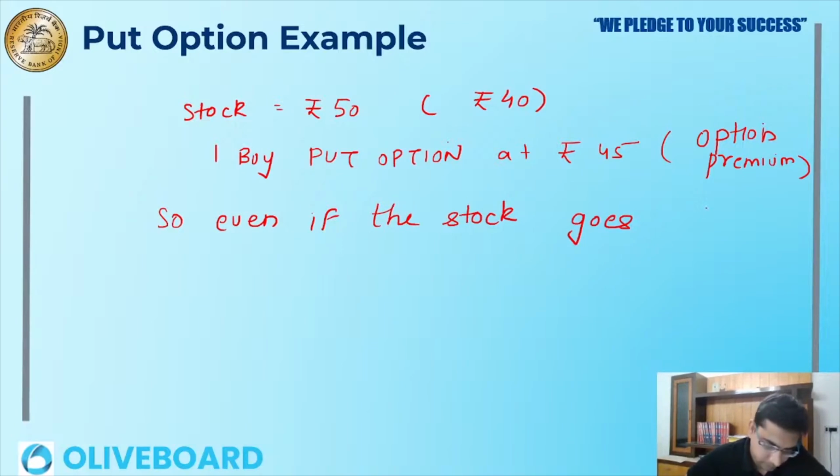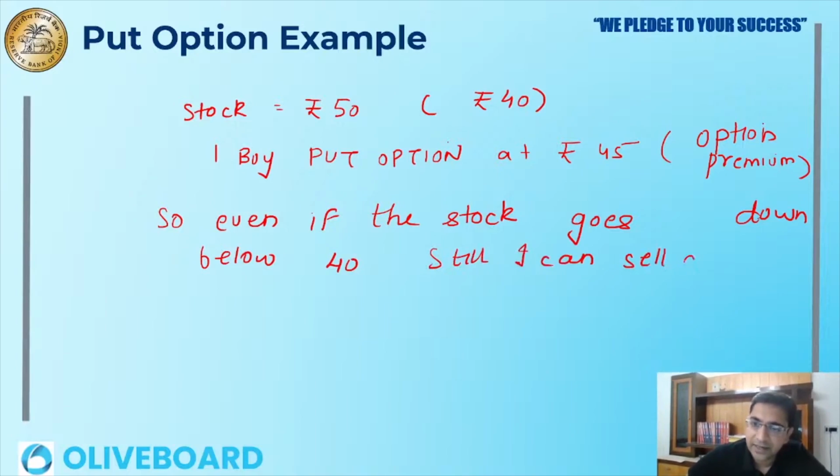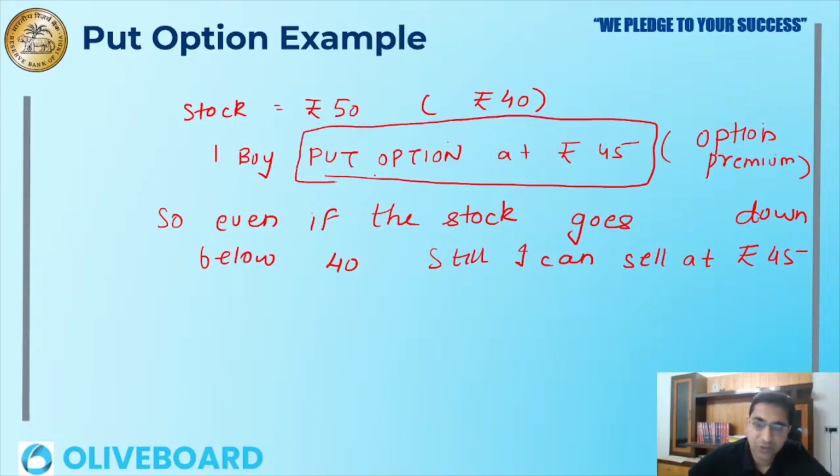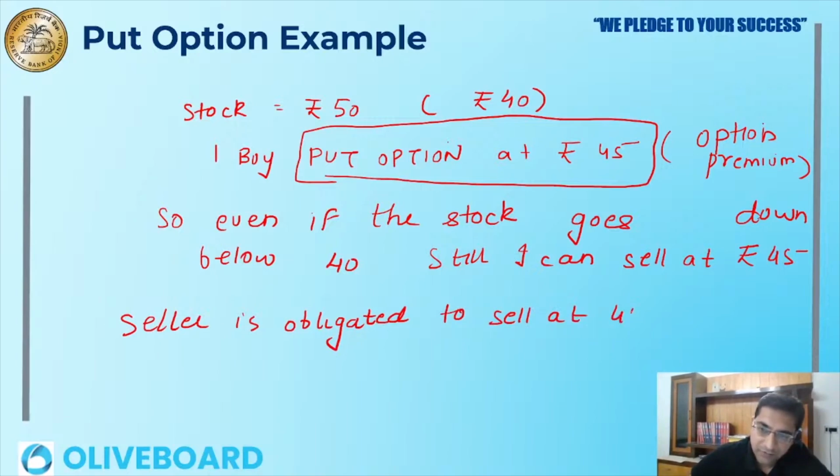So even if the stock goes down below 40, still I can sell at rupees 45, because I have bought a put option at 45. Here, the seller is obligated to sell at 45.